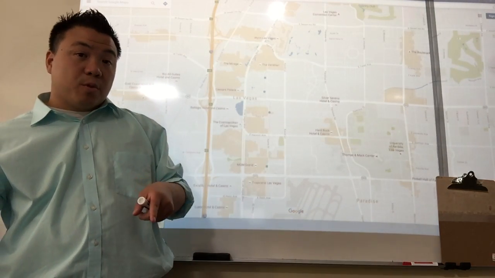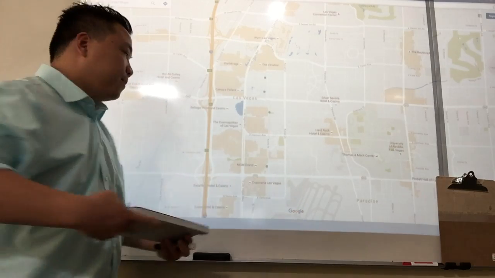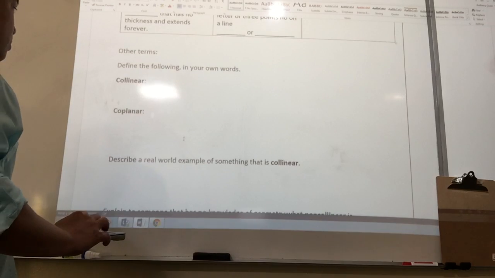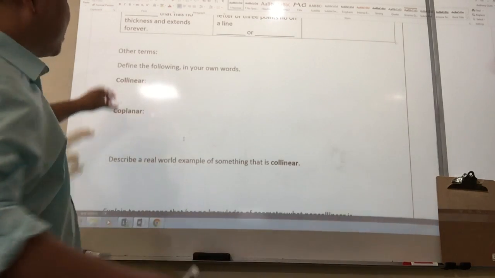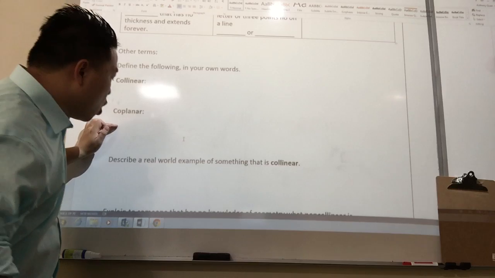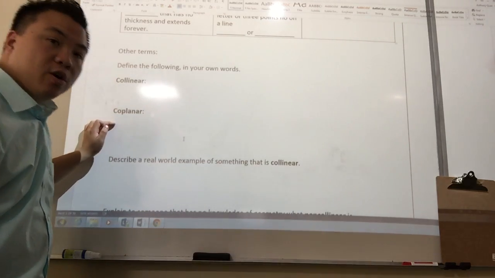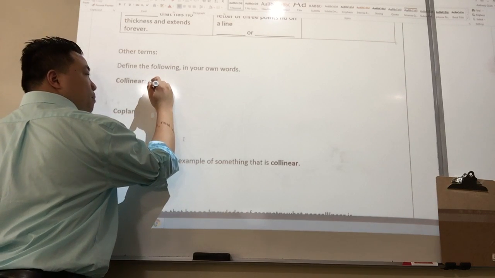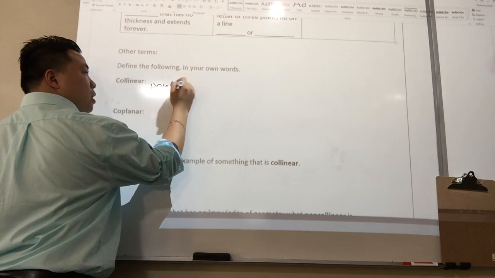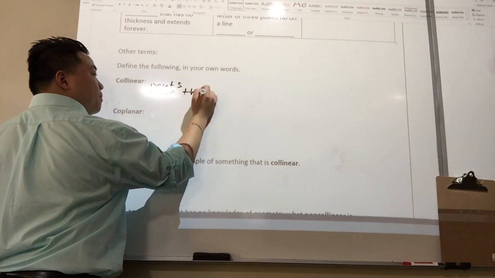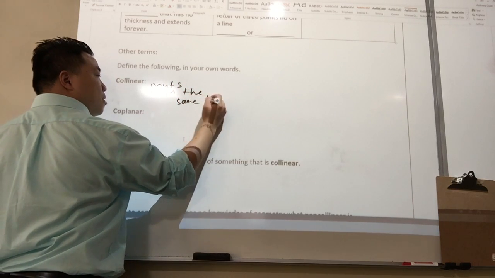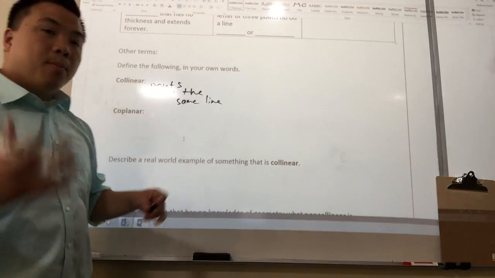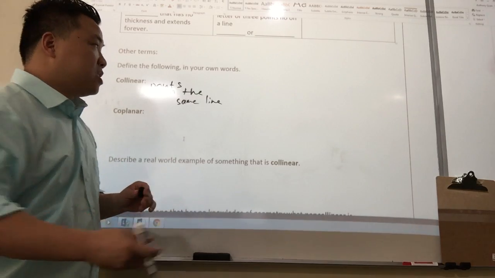Now, there's only a few more things you have to learn, so let's get back to it. Make sure you write down these 2 words, collinear, coplanar. Collinear are points on the same line. Make sure you write that definition down. Points on the same line is collinear.